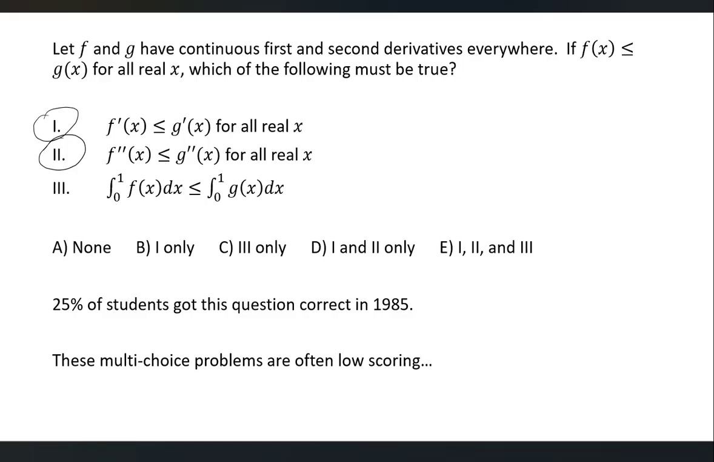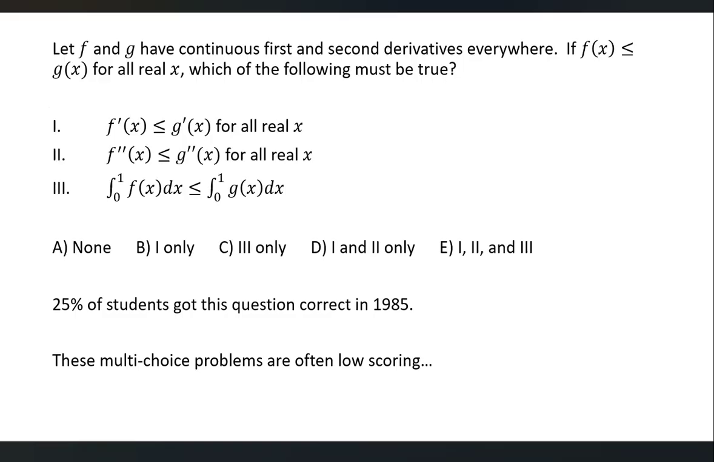We only know that f is less than g, so the y values of f are always less than g. We don't know anything about the derivatives and second derivatives. We don't know anything about if f is increasing, decreasing, which is the first derivative. We don't know anything about f's concavity or the rate of change of the rate of change. That's the second derivative. So that's why I'm thinking 1 and 2 are kind of hard to prove. So maybe let's look at the third choice.